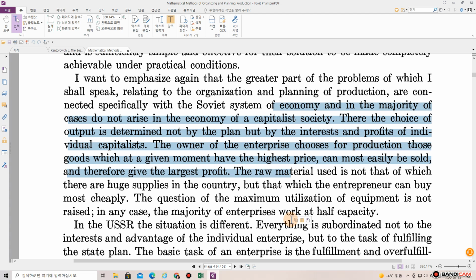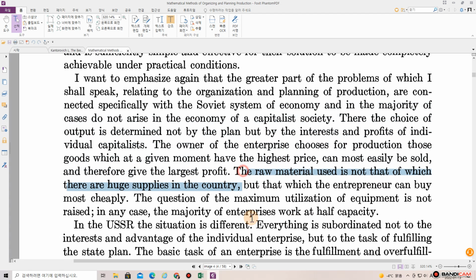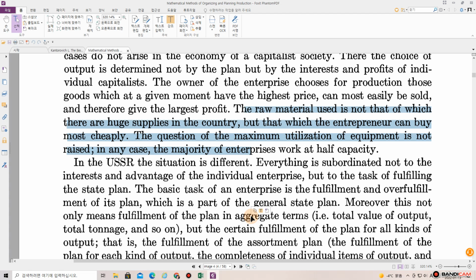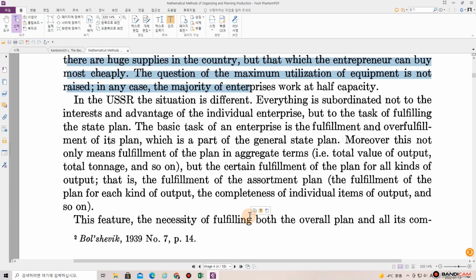The raw material used is not that of which there are huge supplies in the country, but that which the entrepreneur can buy most cheaply. The question of the maximum utilization of equipment is not raised. In any case, the majority of enterprises work at half capacity. In the USSR, the situation is different.